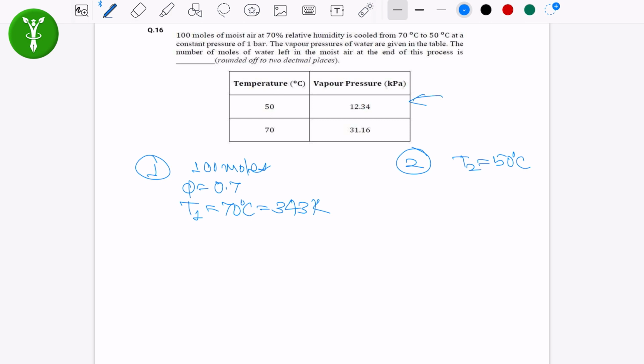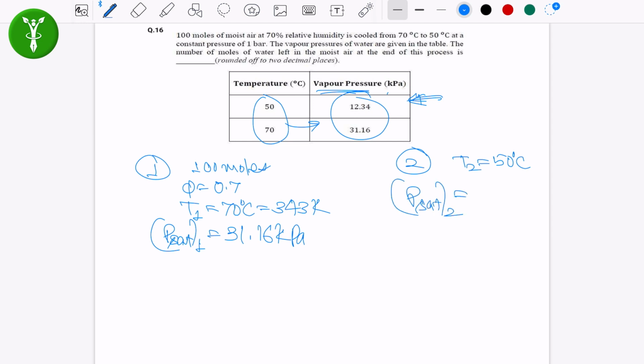In the table, whatever has been given is not the vapor pressure directly, it is the saturation vapor pressure. Whenever you have been given any data with respect to temperature, it is the saturation pressure, not the vapor pressure. They will not directly give you the vapor pressure. So P saturation at 1 will be 31.16 kilopascal and P saturation at 2 will be 12.34 kilopascal.